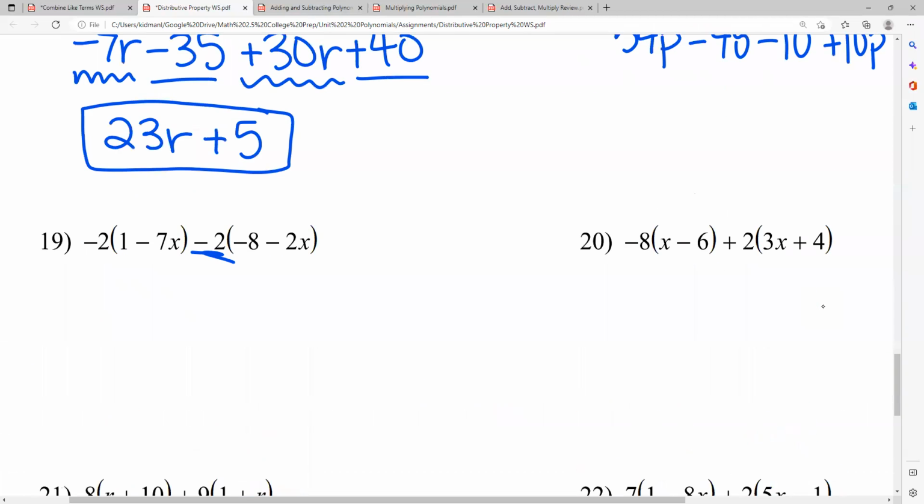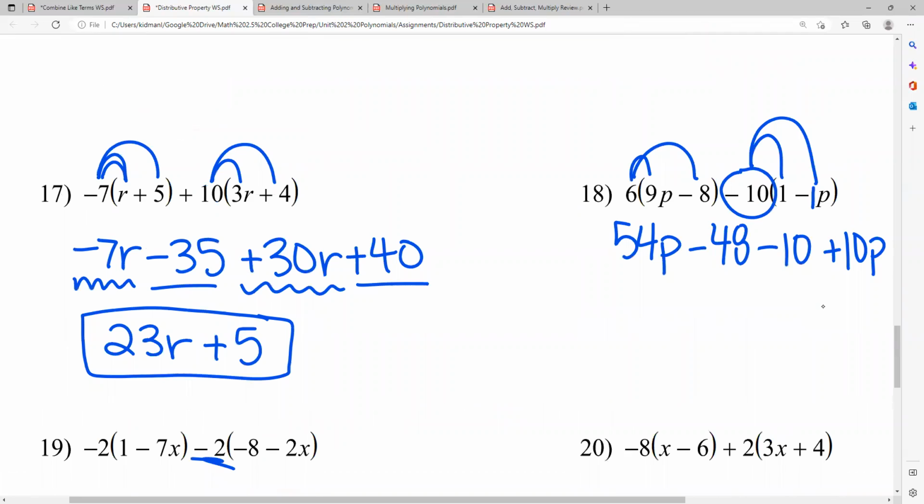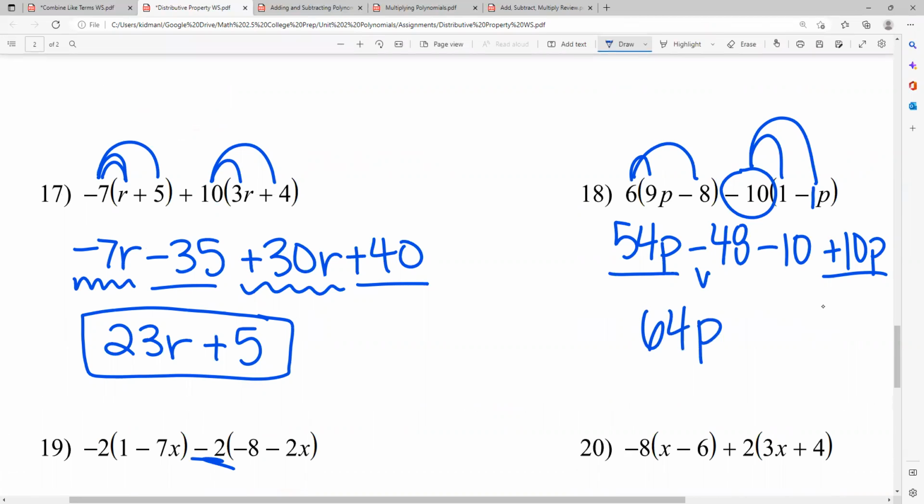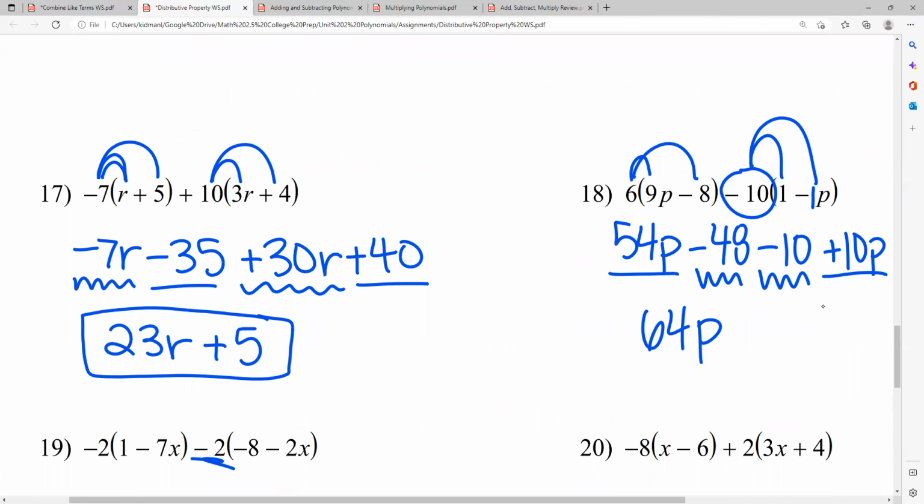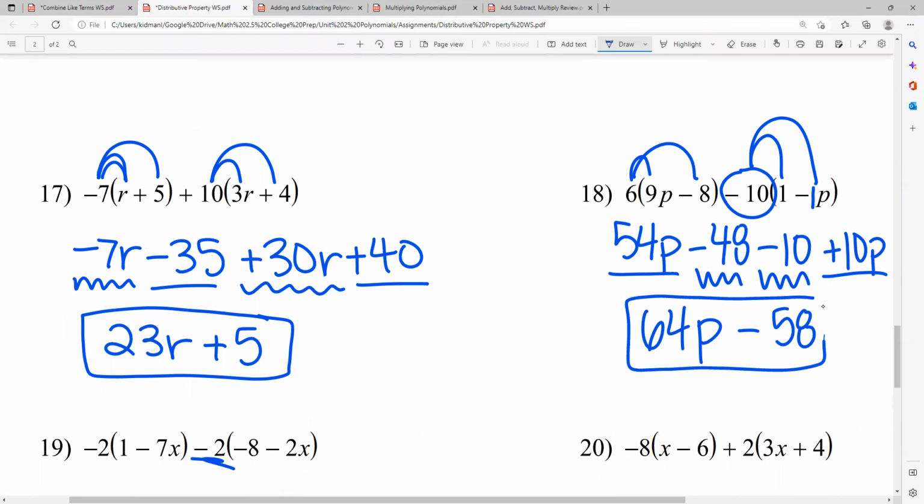So coming back to our question here, we want to be able to combine terms. So as we look at our terms to combine together here, I've got a 54p and a positive 10p. 54p plus 10p is 64p. Then I've got a negative 48 and a minus 10. If I have 48 negatives and 10 more negatives, I end up with a negative 58. And that is where we're going to leave our answer.